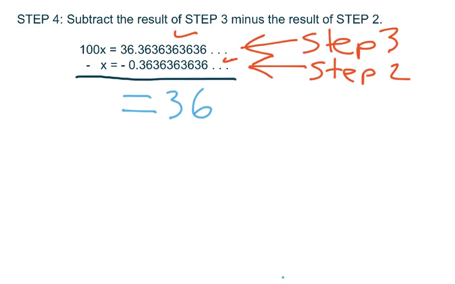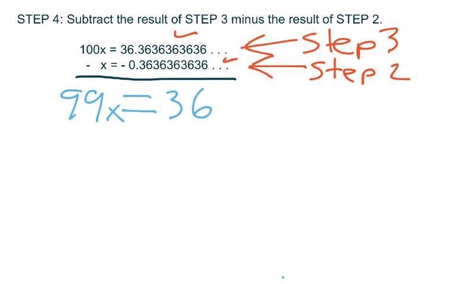On the left, 100x minus x, combining like terms, 100x minus 1x would give me 99x. My repeating decimals are gone, and I have a fairly simple equation. 99x is equal to 36.